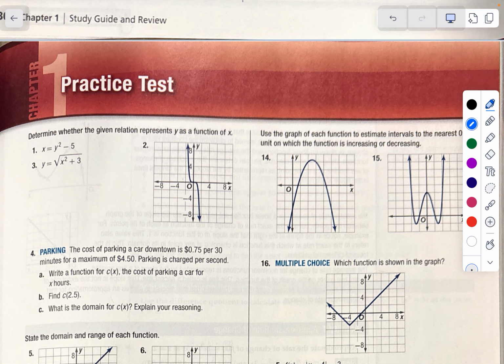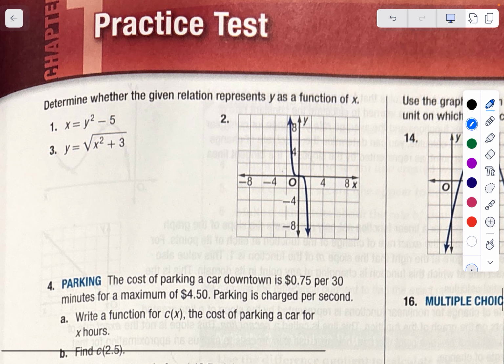Okay, so number 1, 2, and 3 says determine whether the given relation represents y as a function of x. So you're just asking, does it pass the horizontal line test? So this one's a yes. Because of this power on the y, it's a no.